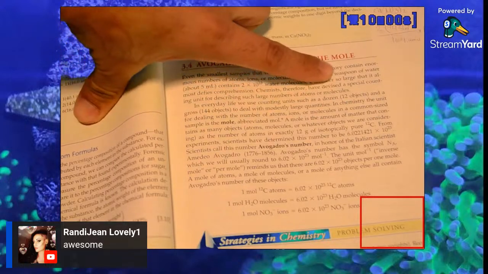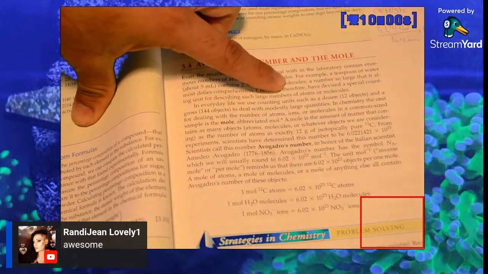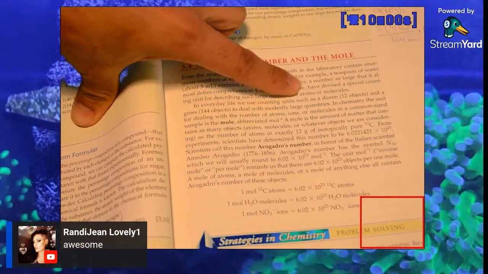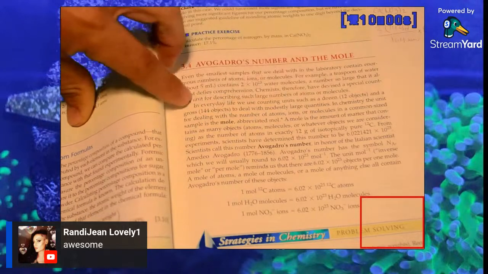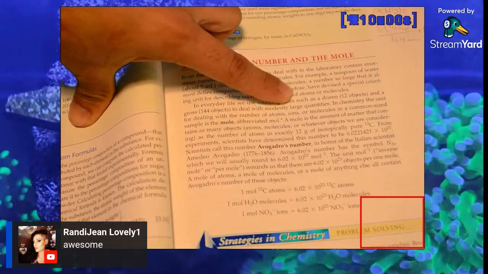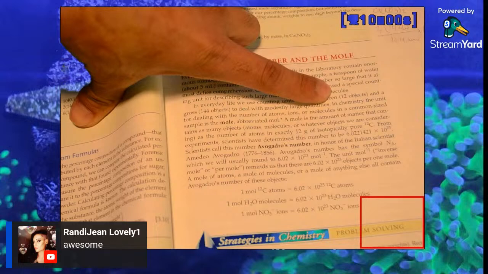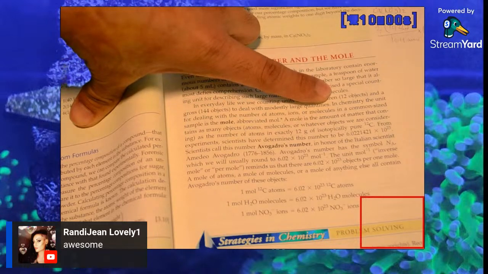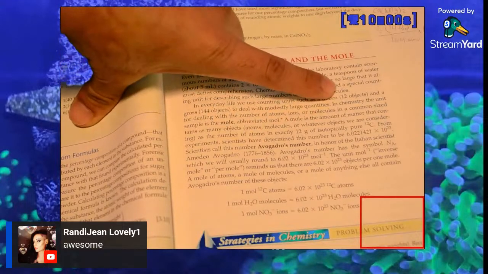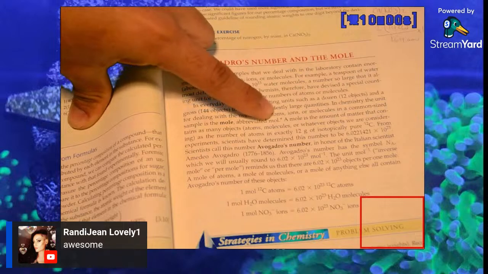Chemists therefore have devised a special counting unit for describing such large numbers of atoms or molecules. In everyday life, we use counting units such as dozen, 12 objects, and a gross, 144 objects, to deal with modestly large quantities. I never heard of gross, but I've heard of gross income. 144 objects. Interesting. Let me know if anybody uses that. In chemistry, the unit for samples is the mole. That's what I use. Abbreviated mol.